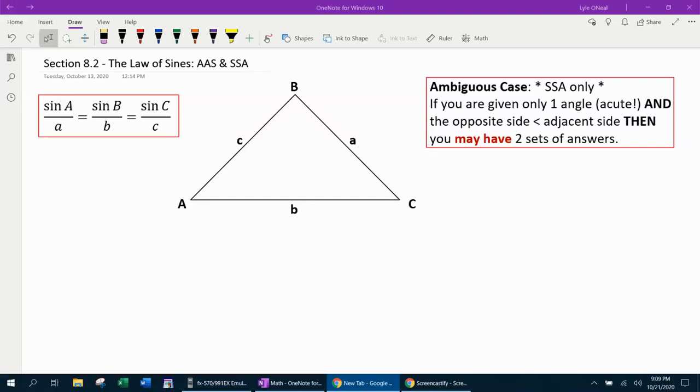Hello and welcome to our lesson on the law of sines for our trigonometry class. This is from section 8.2 in our textbook.